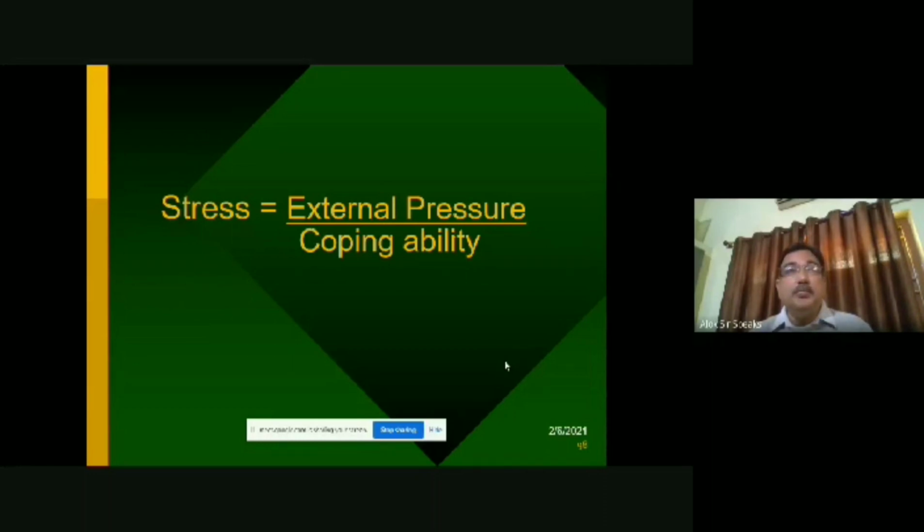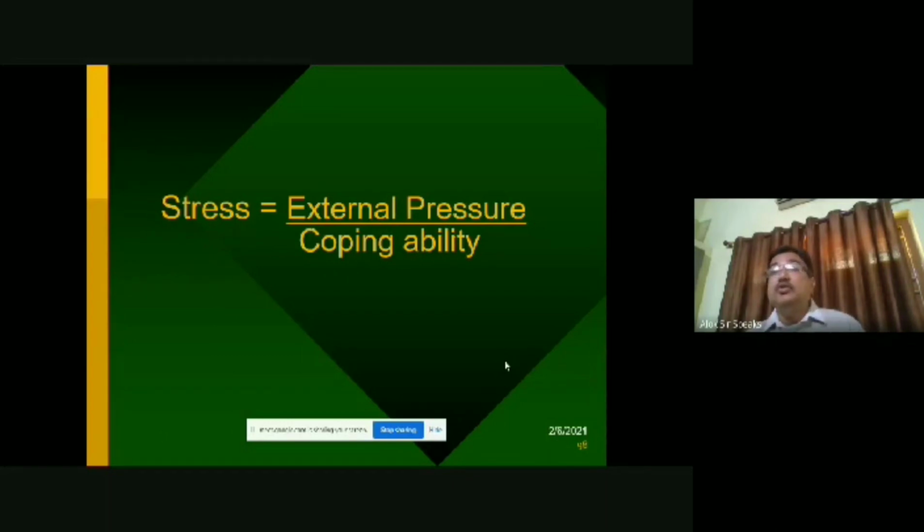Coping ability does not depend on your muscle strength, does not depend on your financial strength, does not depend on your social status, doesn't depend on the professional position and power that you enjoy in the workplace. So coping ability is altogether an inner phenomenon. It is your own inner ability as a person, it is part of your personality, it is your soul energy, or your internal energy. It has nothing to do with your bank balance or your physical muscle power or your power and position in the workplace.